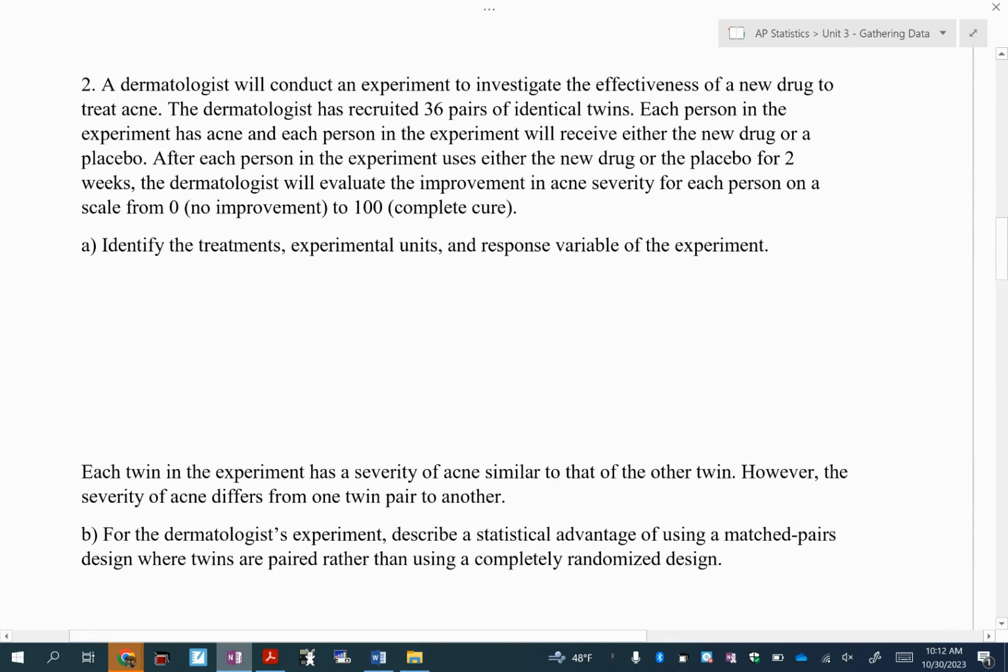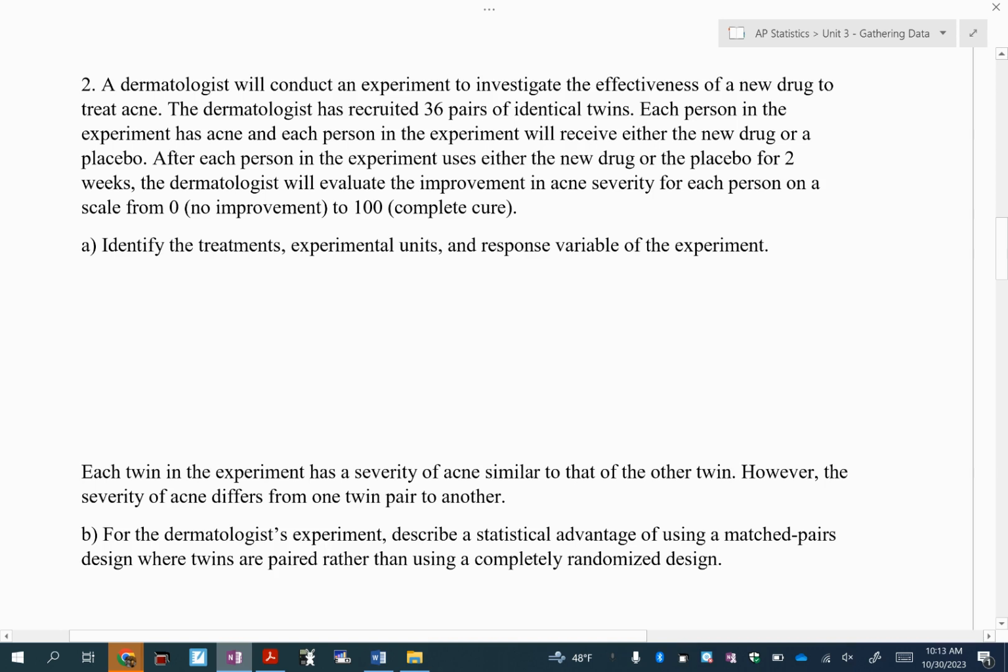Now, number 2 is talking about a dermatologist that's going to conduct an experiment with essentially a new drug to treat acne. They start off by mentioning that they've got 36 pairs of identical twins, and each person is either going to get the new drug or they're going to get a placebo. They're going to do that treatment for 2 weeks, and then the dermatologist will evaluate, hopefully, the improvement in the severity of their acne. So the first question just says to identify the treatments, the experimental units, and response variable of the experiment.